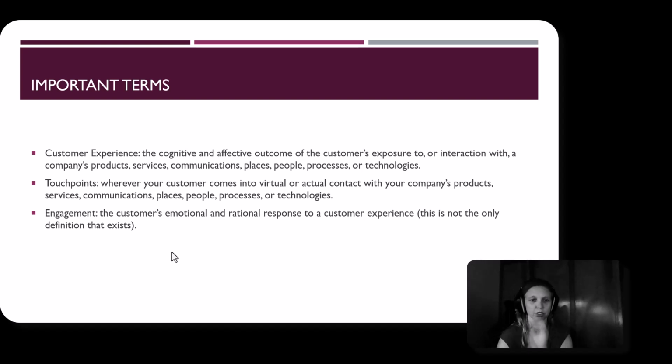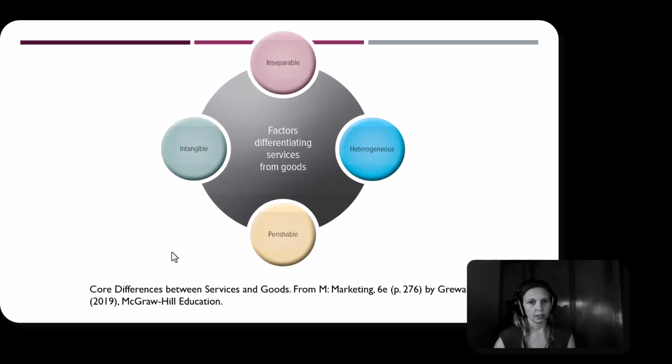Touch points are wherever your customer comes into virtual or actual contact with your company's products, services, communications, places, people, processes, or technologies. And then engagement, and engagement can be described and defined a variety of ways. We're talking about it in the context of customer relationship management, so not social media or anything else. In this case, we are defining engagement as the customer's emotional and rational response to a customer experience. So that's what we have.